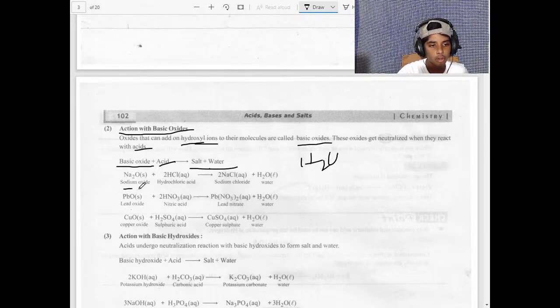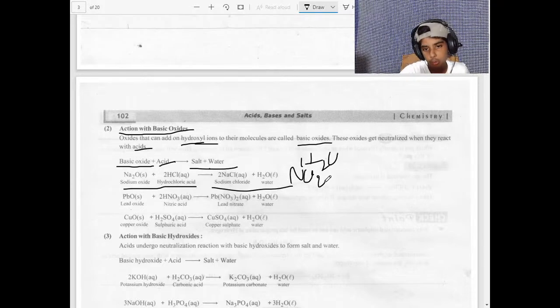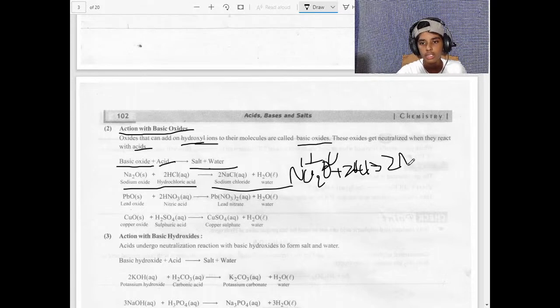Or next, sodium oxide plus hydrochloric acid will give sodium chloride plus water. Na2O plus 2HCl will give 2NaCl plus H2O.